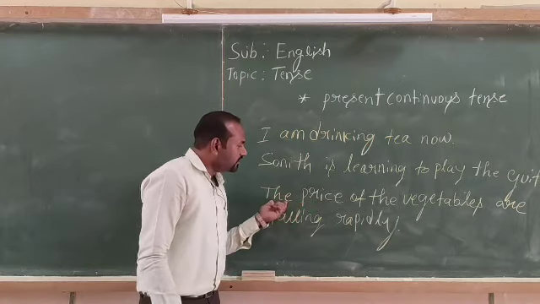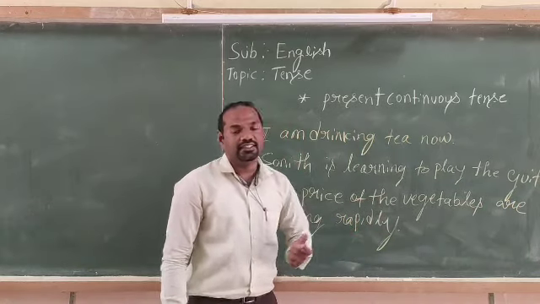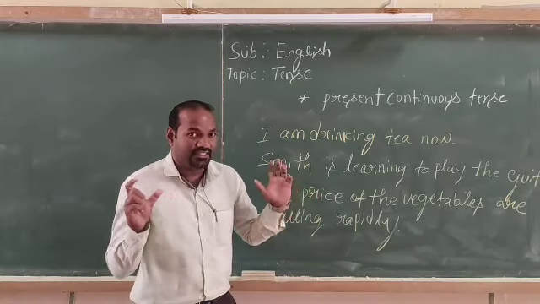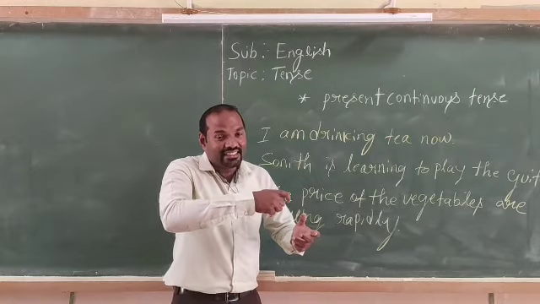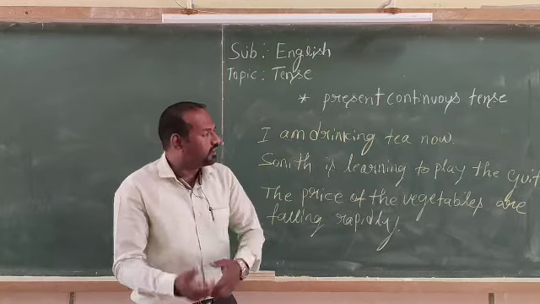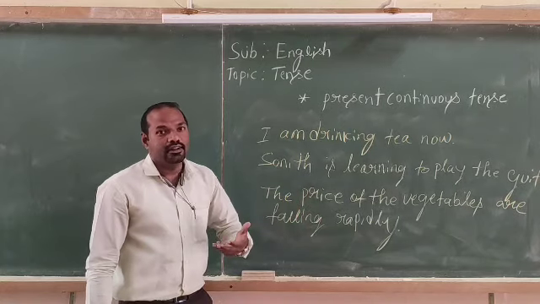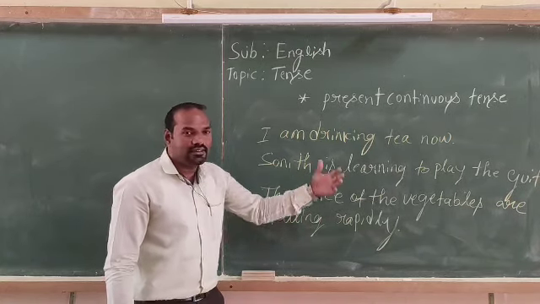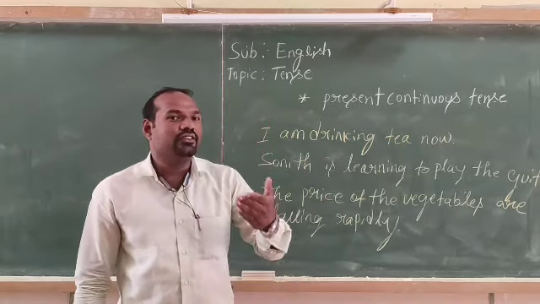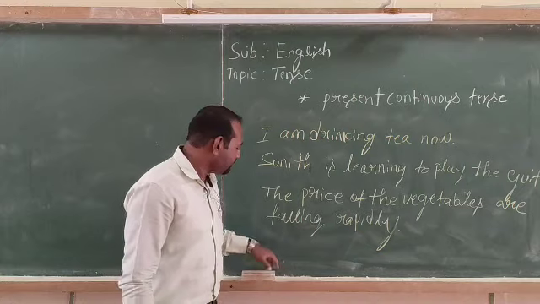Look here, my dear friends. The price of the vegetables is falling rapidly. So this is what is happening in society. Changes happening, changes taking place right now. The vegetable price is falling down. For that reason, when this kind of situation is in front of us, we need the present continuous tense to express our communication or our sentences. These are the major usages of the present continuous tense. Let's look into the affirmative sentence, and how to create a negative sentence and how to make an interrogative sentence.